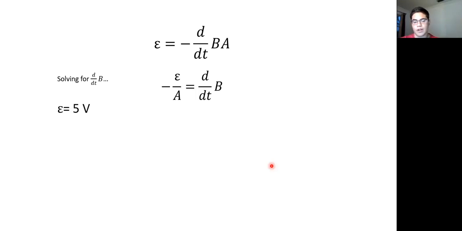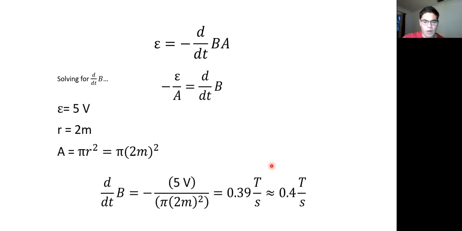The maximum EMF is 5 volts. The radius of this coil is 2 meters. That's what they tell us. They don't tell us the area outright, but we can find it just by finding the area for this circle. That's pi r squared. If we just have the radius, we'll be able to find the area of that circle. And pi times 2 meters squared is going to be the area. And we could put all of that into our equation.